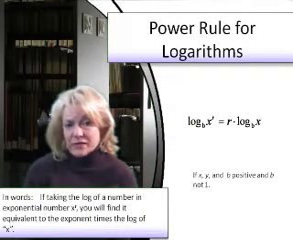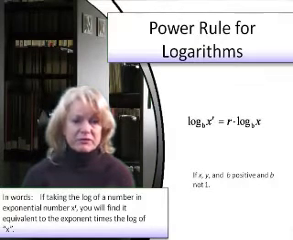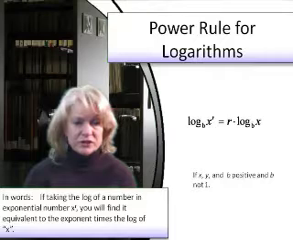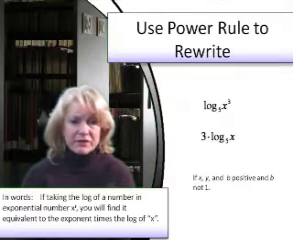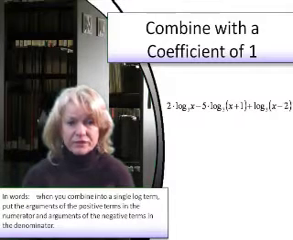The power rule says that if you are taking the log of something in exponential form, the exponent can come down in front as a coefficient. Log base 5 of x cubed is the same as 3 times log base 5 of x.